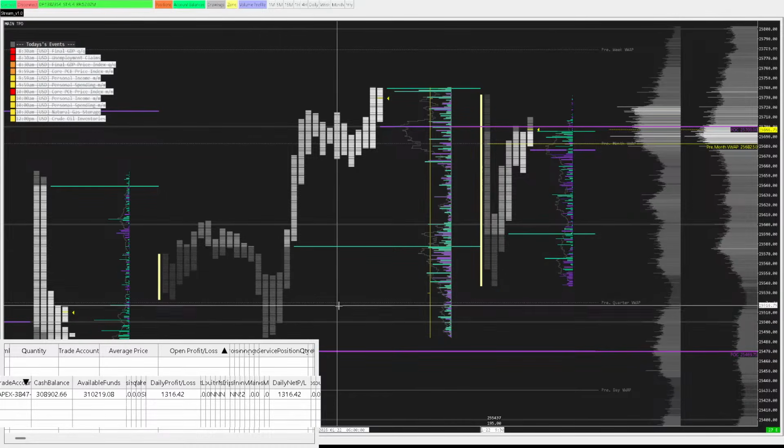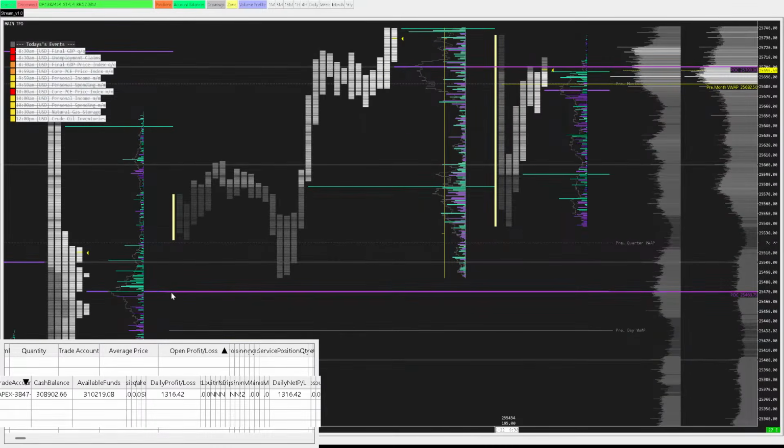Came down, and this purple line right here is yesterday's point of control. It did not get down to yesterday's point of control. That tells you something. That tells you something right there. That's a clue, right? And then it rallied in the overnight.